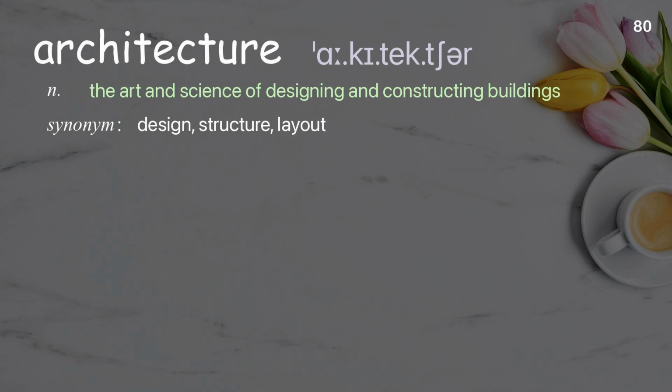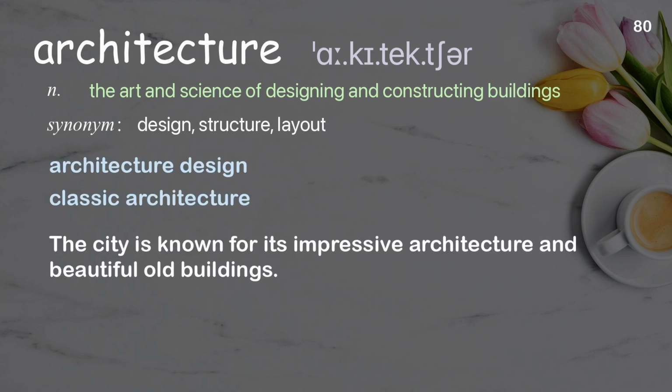Architecture: the art and science of designing and constructing buildings. Examples: architecture design, classic architecture. The city is known for its impressive architecture and beautiful old buildings.